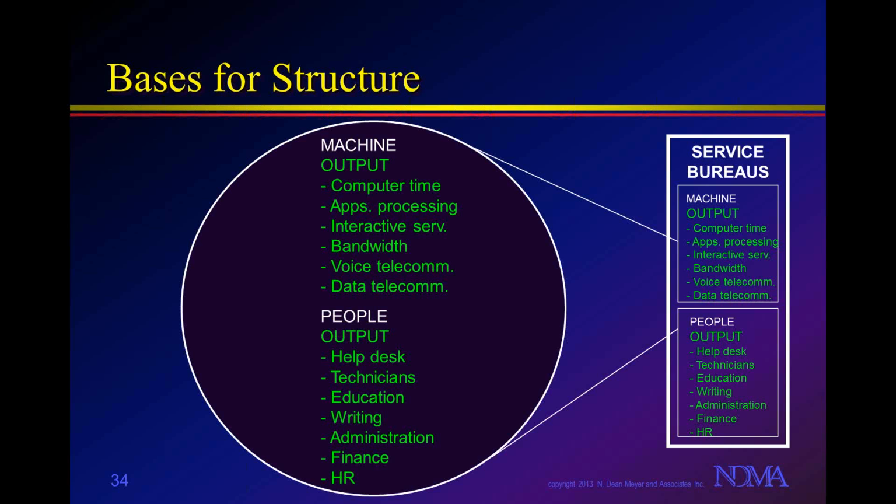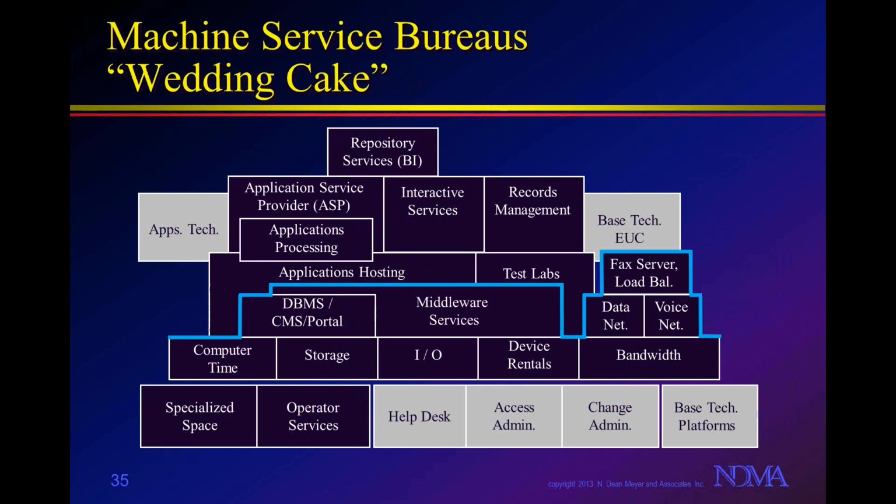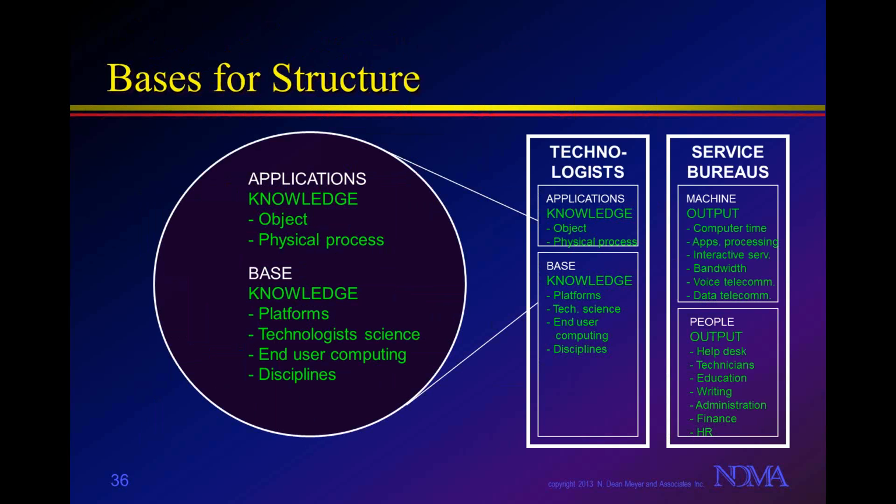In the service bureaus, it's by the kind of service they offer. And so in machine service bureaus, remember all these different lines of business? Those are classed as services, regardless of technology platform, regardless of client business unit. What services do they offer? That would be the best way to divide up the service bureaus. Technologists by knowledge, by the domain of technology.